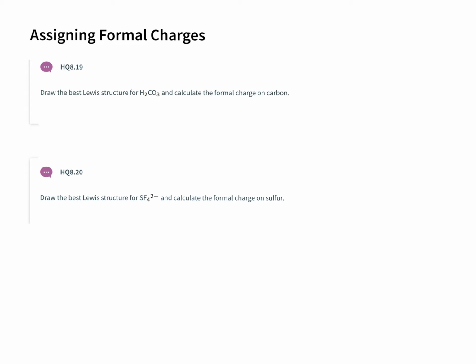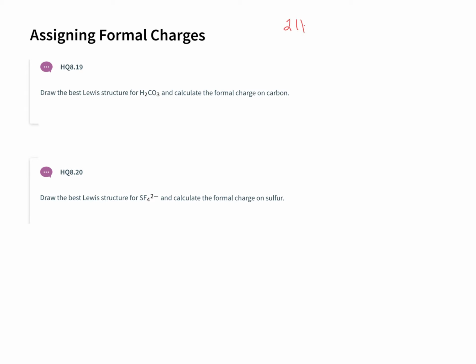Questions 19 and 20 from the homework are similar to the other problem that I posted about. Draw the best Lewis structure for carbonic acid and calculate the formal charge on carbon. And the next one: draw the best Lewis structure for sulfur tetrafluoride and calculate the formal charge on sulfur. First things first, we want to take a total account of our valence electrons.